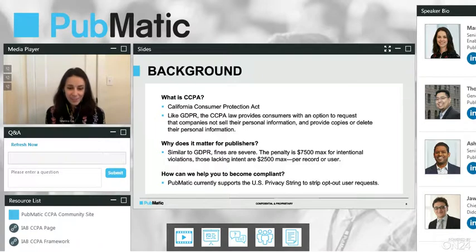So why does it matter to publishers? Similar to GDPR, the fines can be pretty severe. On a per record or per user basis, the penalty could be as much as $7,500 for any intentional violations of the law. And even if you're lacking intent of violating the law, the penalty could still be $2,500 per record or per user. Given that's on a per record or per user basis, it's a pretty steep fine. So certainly something to pay attention to and understand and see how you want to adjust your business to work towards compliance.